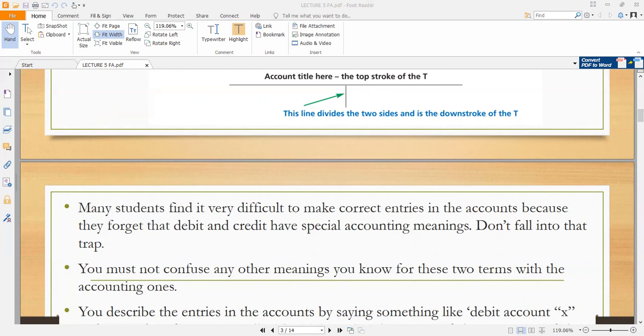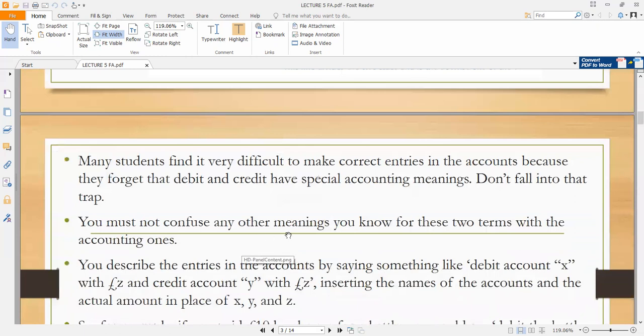Now let's look at the credit. What is credit? Credit is about incoming. Money is coming into the business. Your account has been credited with 2,000 US dollars. That is the amount coming into your account, into your bank. Now, you must not confuse any other meanings for these two terms with the accounting ones.